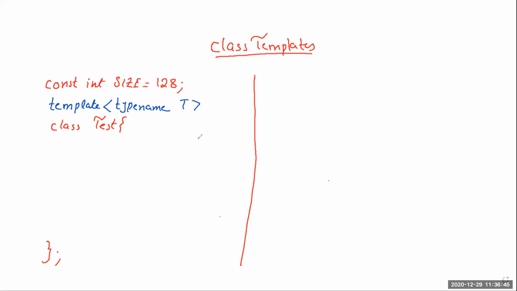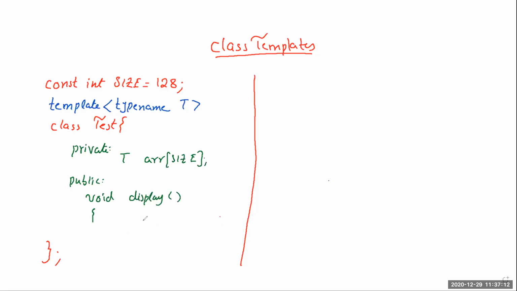So now here you have private and you have an array t of size 128. And within public, suppose I want to make a function display, so you will have void display.